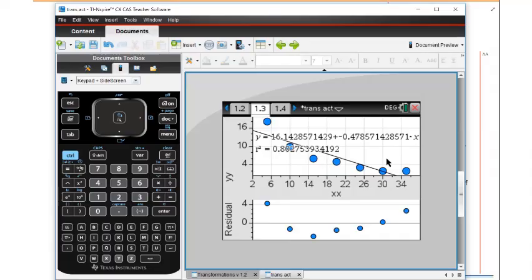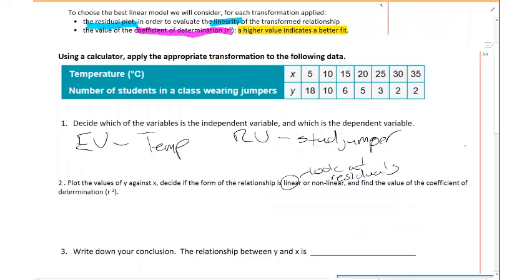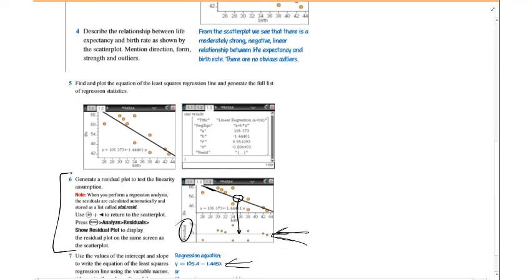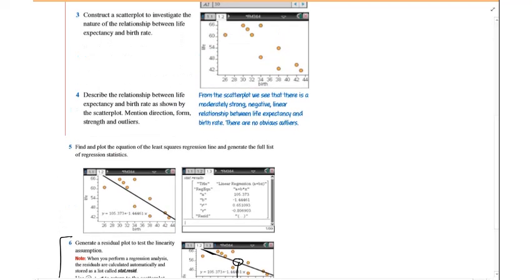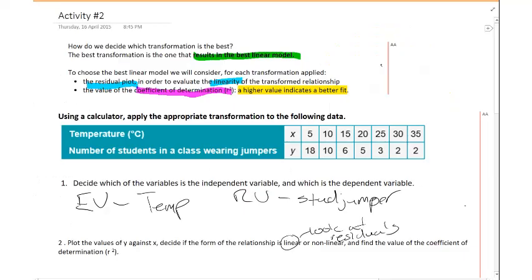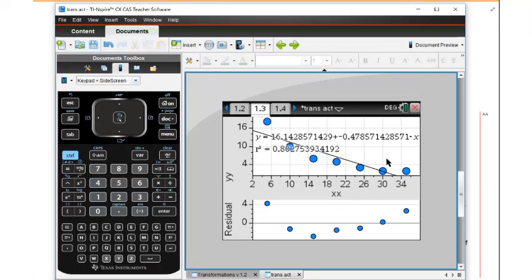So let's have a look. If I've got y against x, and I've actually already pre-done this, instructions can be seen here to get your residuals up. That's how you get the residuals. And if you want to get the R squared value up, you can do so using these instructions here.